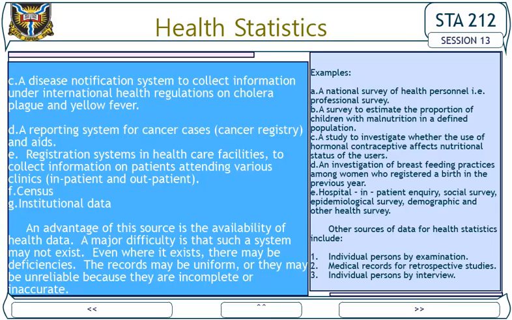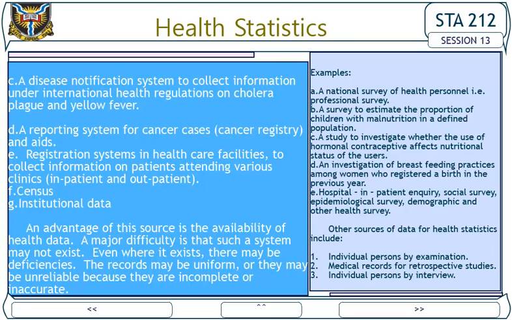Examples of ad hoc systems: A. A national survey of health personnel, that is, professional survey. B. A survey to estimate the proportion of children with malnutrition in a defined population. C. A study to investigate whether the use of hormonal contraceptives affects nutritional status of the users. D. An investigation of breastfeeding practices among women who registered a birth in the previous year. E. Hospital inpatient inquiry, social survey, epidemiological survey, demographic and other health survey.